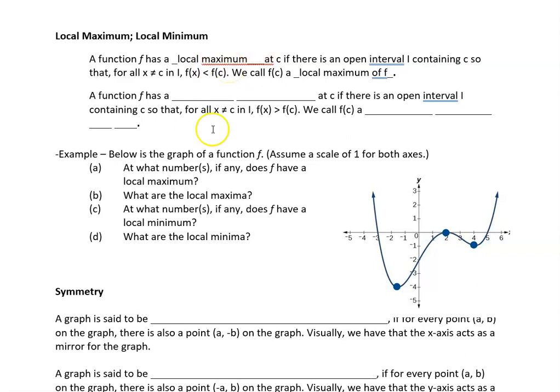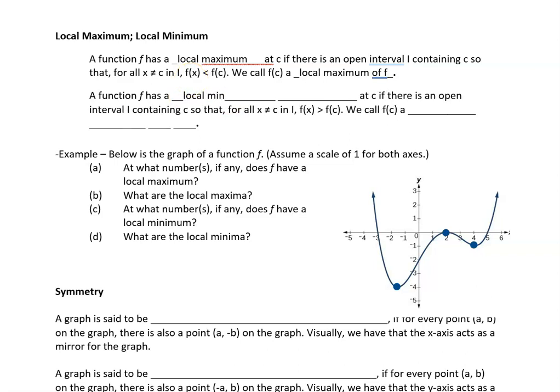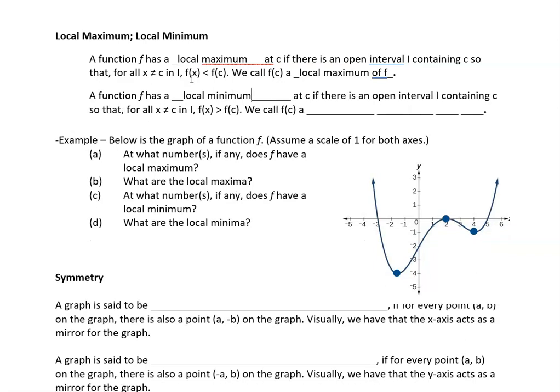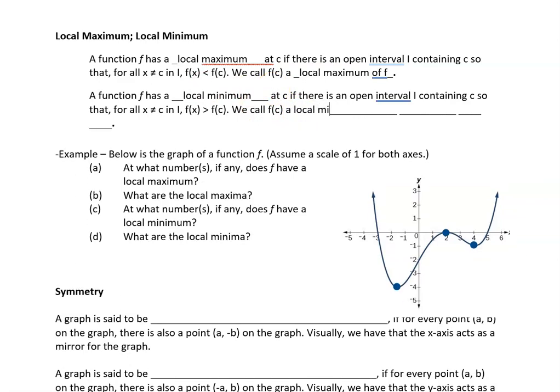On the flip side of that, a function f has a local or relative minimum at c if there is an open interval I containing c, so that for all x not equal to c, f of x is actually greater than f of c. And in that case, we call f of c a local minimum of f.